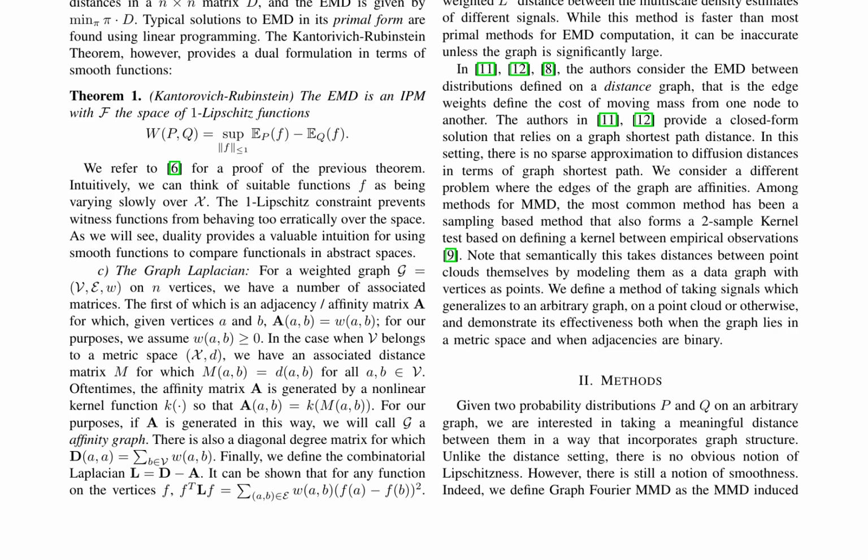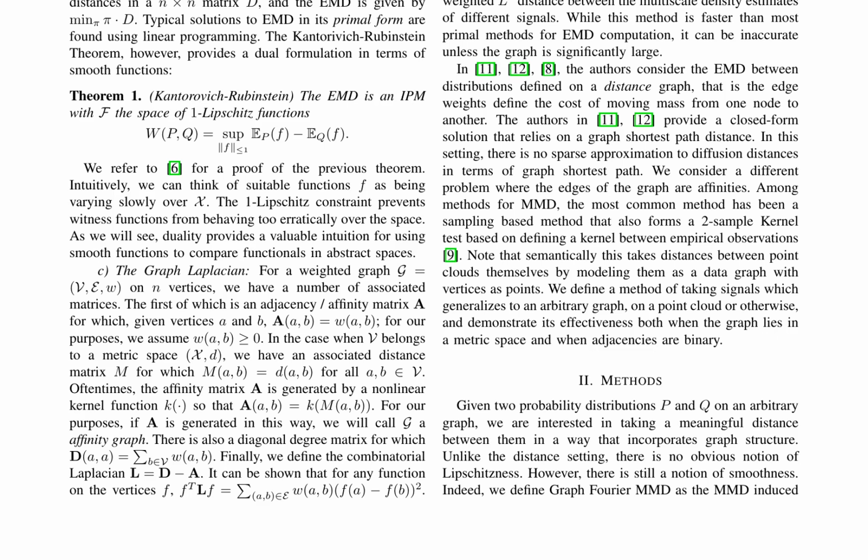Finally, the authors introduce their method, Graph Fourier MMD, which defines a distance between signals on arbitrary graphs that incorporates graph structure. They demonstrate its effectiveness on toy datasets and single-cell data, where it is used to identify gene modules and measure gene localization.